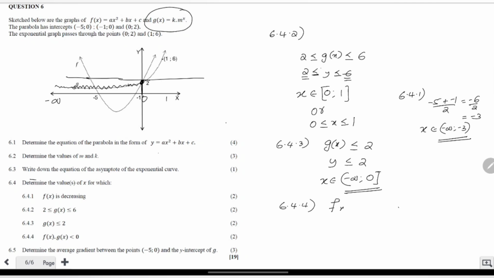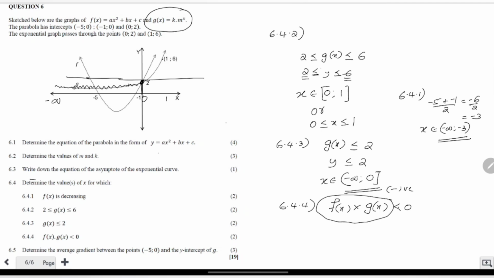6.4.4, what is that? f of x, that is the parabola, times g of x. Whether it is times or division, the workings are the same, because here we are dealing with the sign. A sign means positive and negative. Less than 0 means two graphs are multiplied, the answer must be negative.